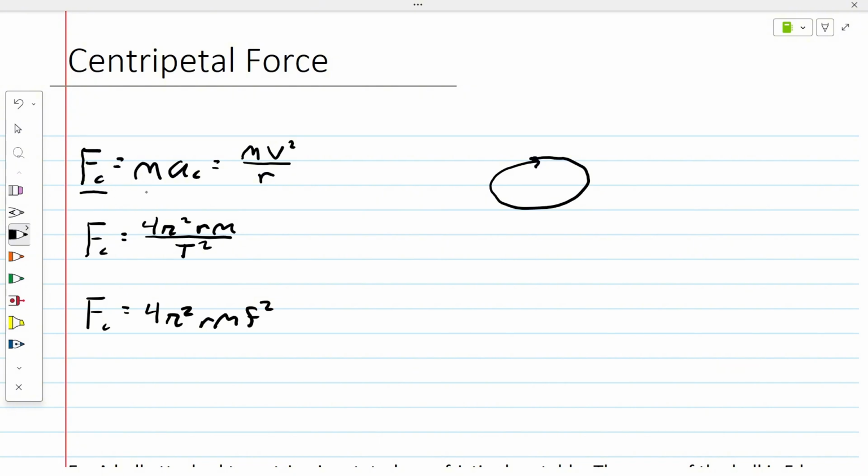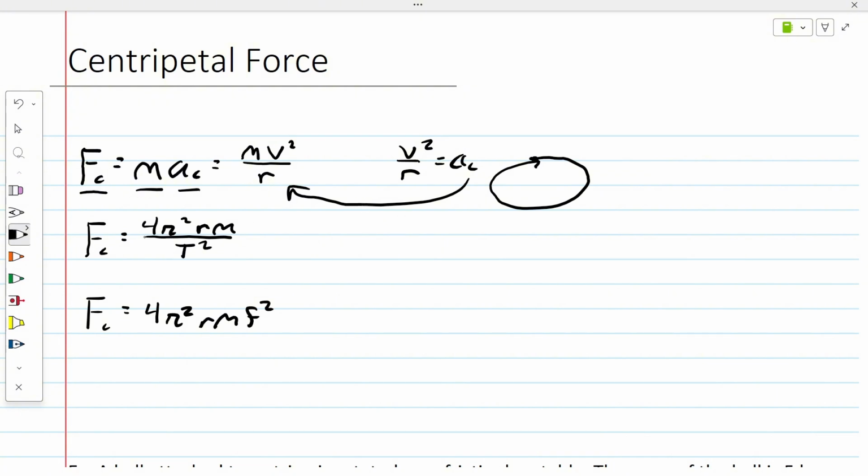So we know the net force just equals the mass times acceleration, but in this case the acceleration is the centripetal acceleration. We learned last video that the centripetal acceleration is just v squared over r. So if we plug this into this equation, we get mv squared over r is the centripetal force.